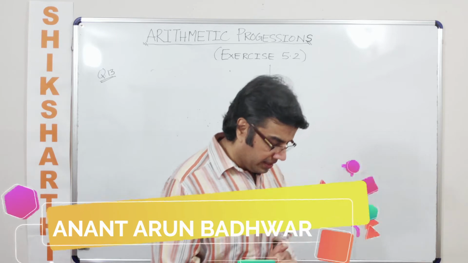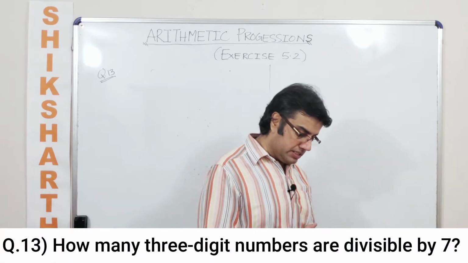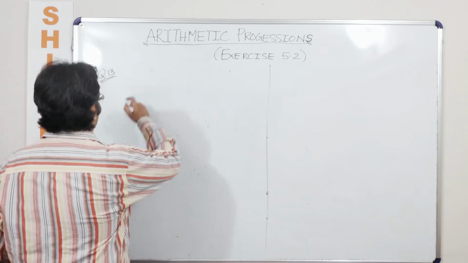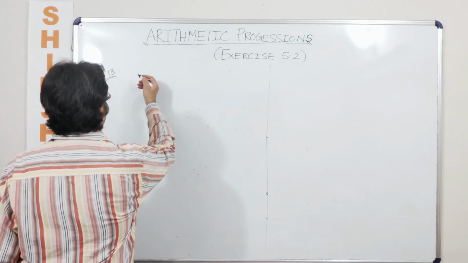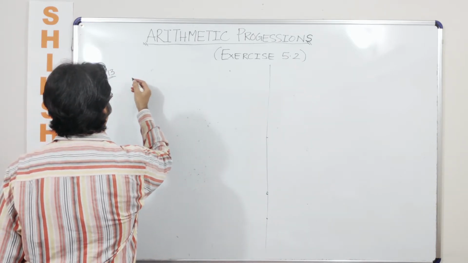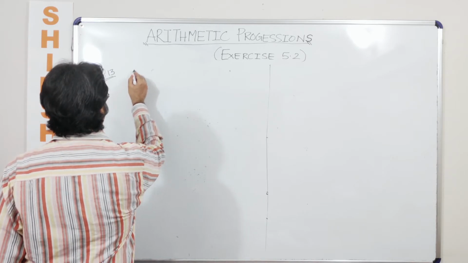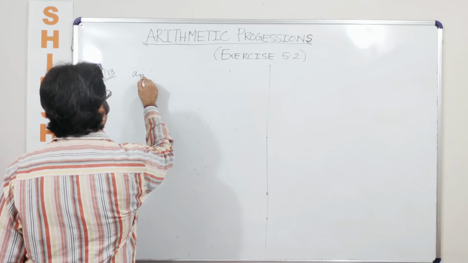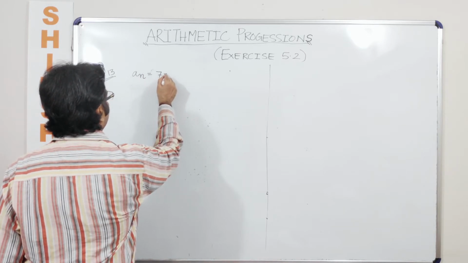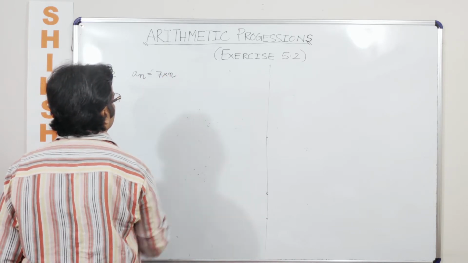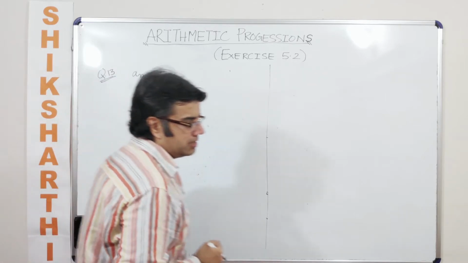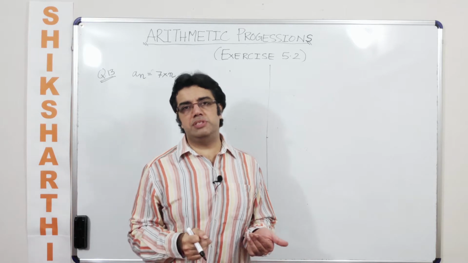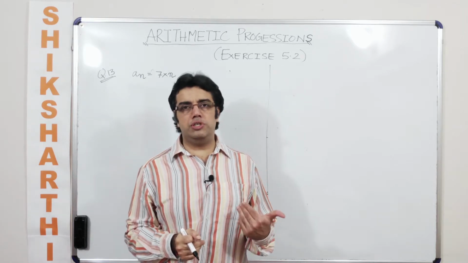Talking about question number 13, it says how many 3-digit numbers are divisible by 7? So when you say how many 3-digit numbers are divisible by 7, we are referring to an, which is a multiple of 7. Either you should know the first 3-digit number which is divisible by 7, or you need to find it out.